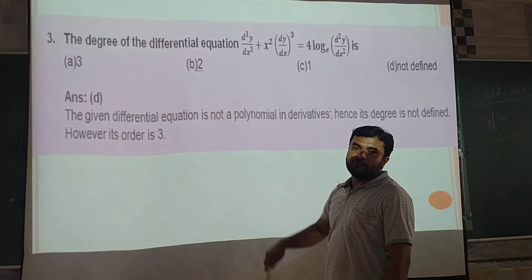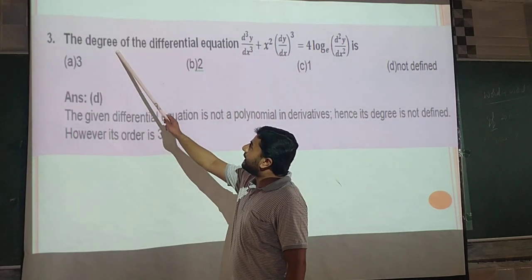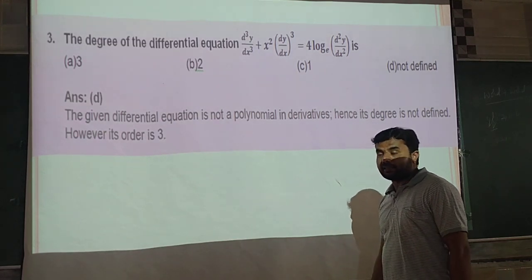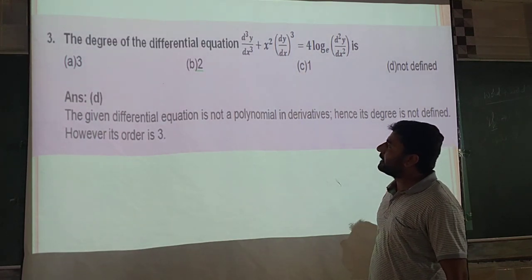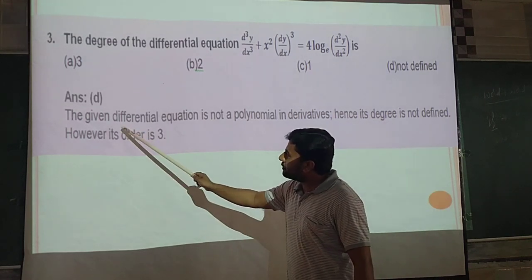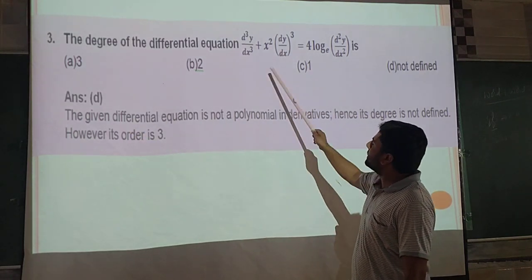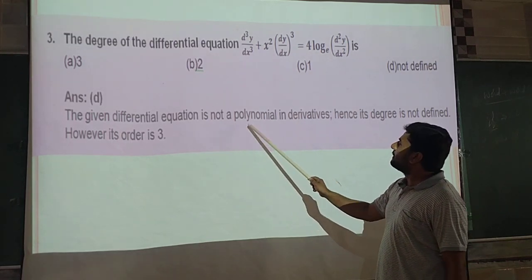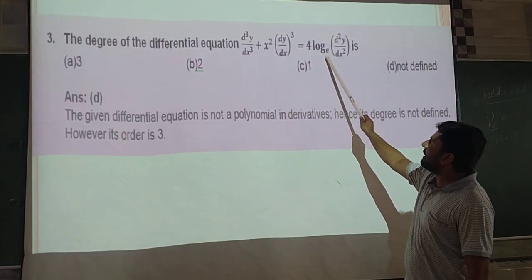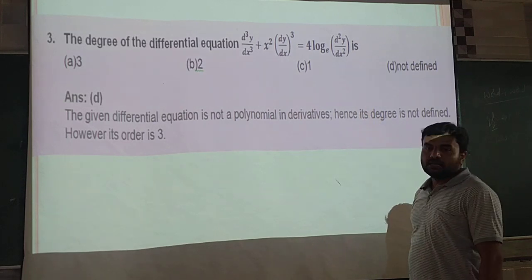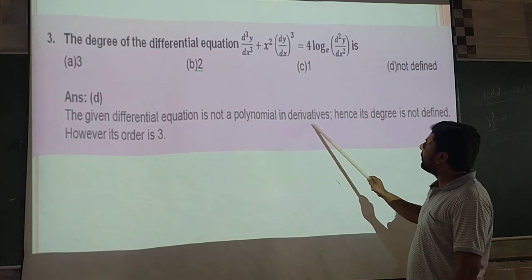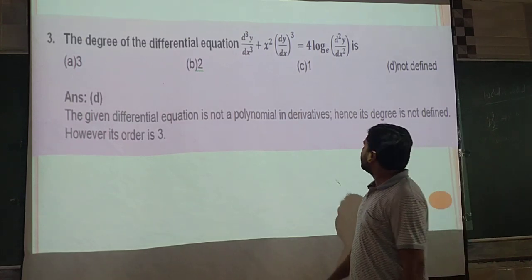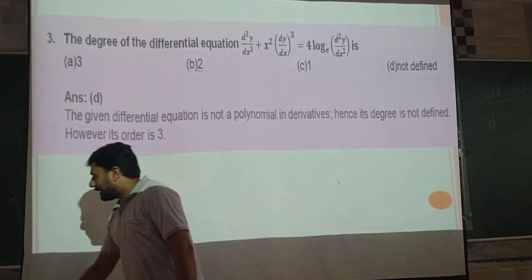So the order is 3, but here they are asking only the degree of the differential equation. The highest power of the highest order derivative is the degree of the differential equation. Hence, we have to check whether the given differential equation is a polynomial or not. The given differential equation has log of d square y by dx square, which is not a polynomial in derivatives. Hence, the degree is not defined. Option B is the correct answer.